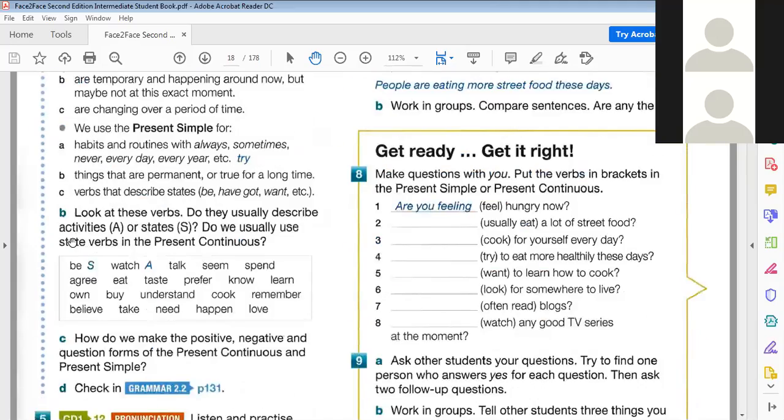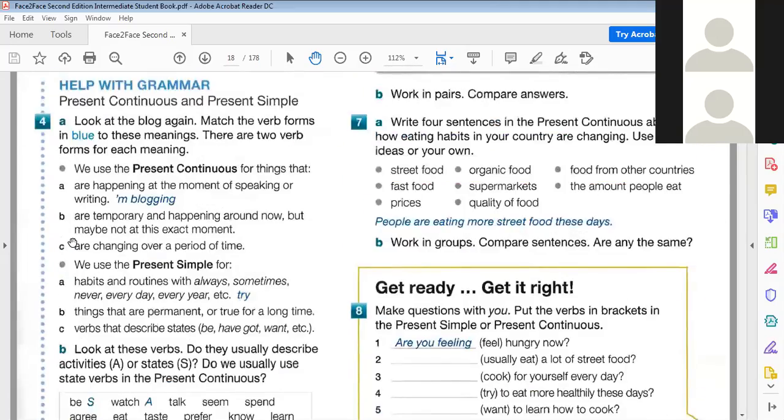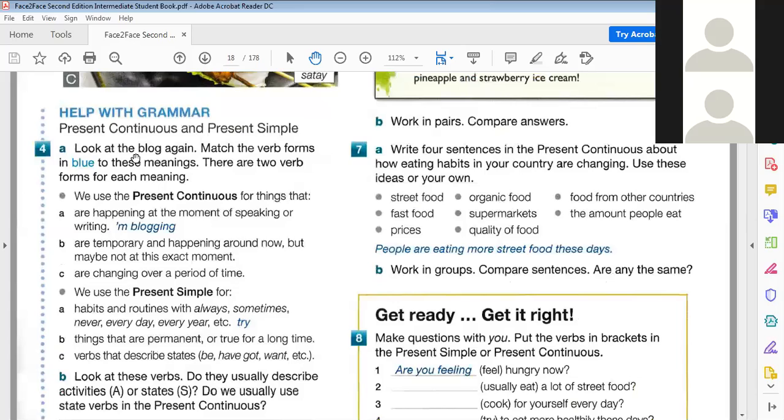All right, so let me tell you about today's part, the thing we want to do today. Today we want to talk a little bit about grammar. So what we need to do is we want to analyze the different types of present simple.